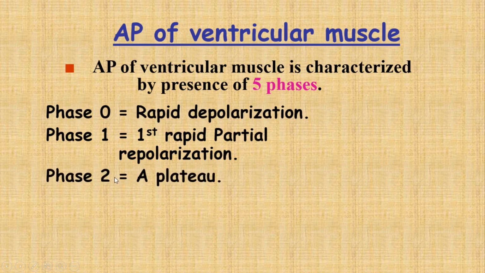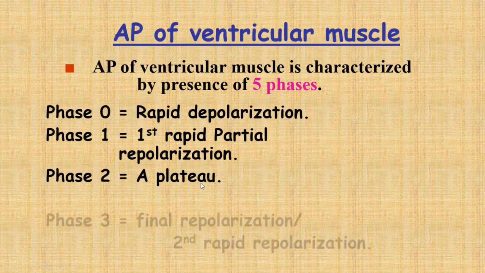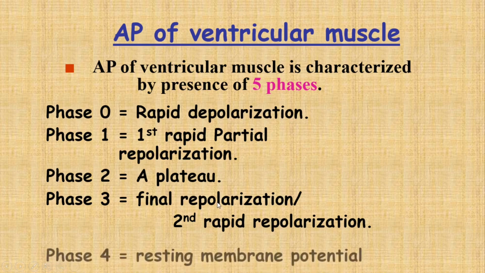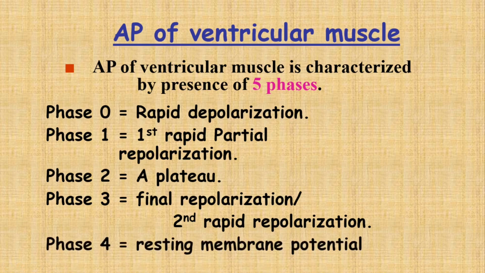Then phase 2, where there is a sustained depolarization, the membrane potential is sustained. This phase is called the plateau. Then the third phase is where the repolarization will complete. This is called the final repolarization. It is also called the second rapid repolarization because there is already one rapid repolarization, though it is partial, but here in phase 3 the repolarization will complete, and that is a rapid one. And phase 4 is the polarized, that is the resting stage. It is the stage of resting membrane potential. Let us see one by one what is the ionic basis for each phase.